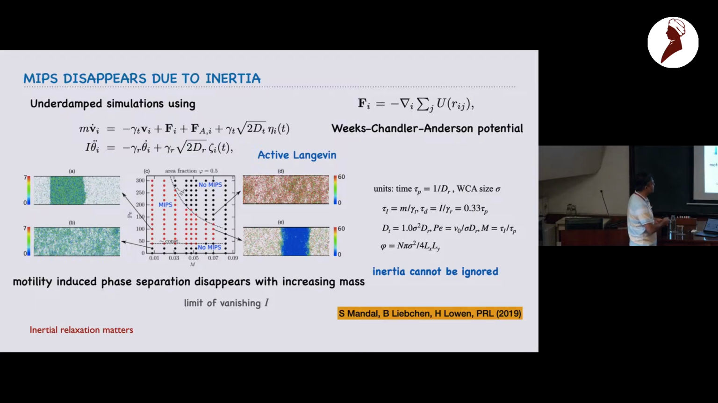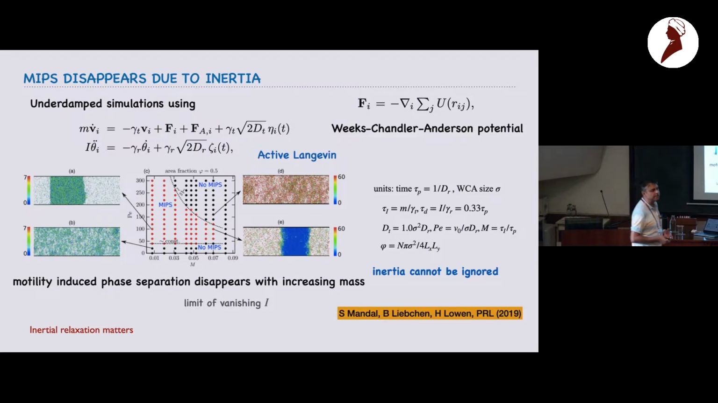In this phase diagram, this capital M is the ratio of the inertial time to the persistence time. So you see that even if the inertial time scale is just more than 7%, 0.07, of the persistence time, you lose this motility induced phase separation. So there is no motility induced phase separation anymore.